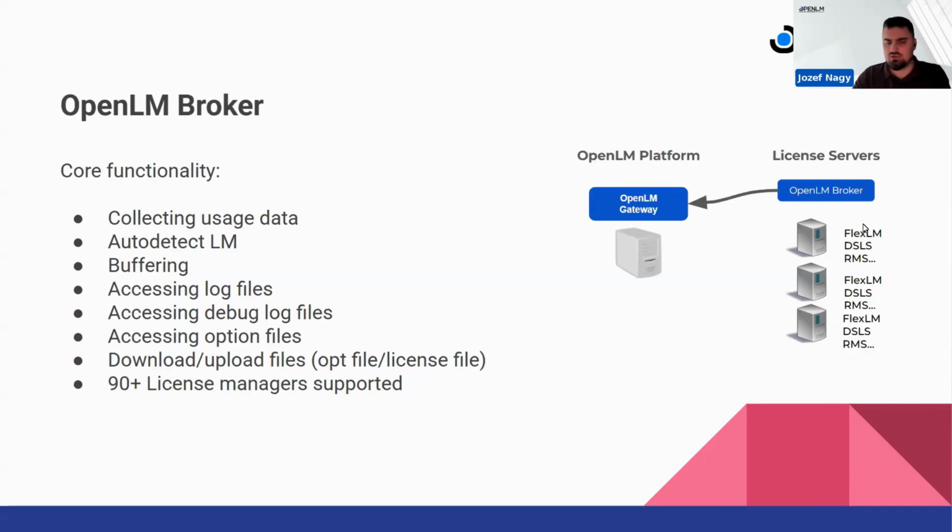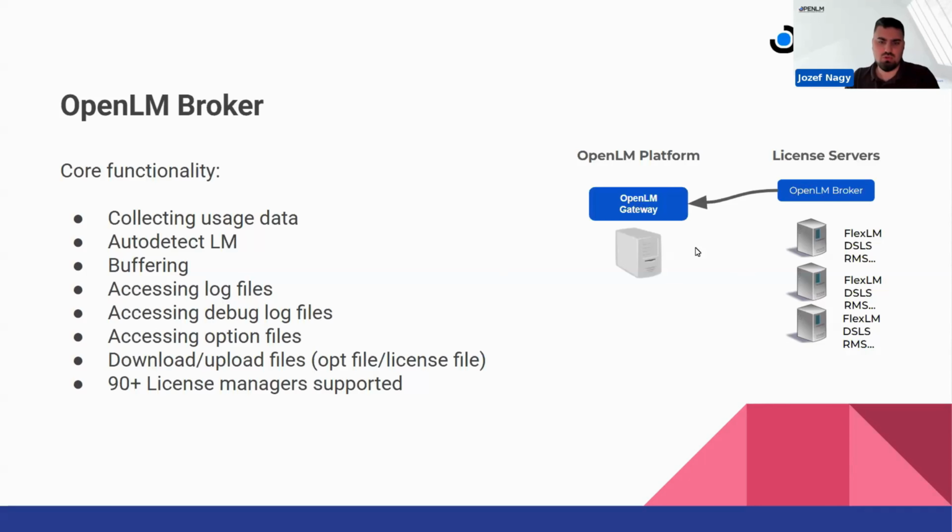OpenLM Broker can also access the license files, same as the option files. The OpenLM platform can upload new license files through the broker and then reread the license manager. This way you get a centralized license management system without accessing the servers themselves. Just a small installation of the broker and a connection to the platform, and then you can manage all your licenses through the broker.